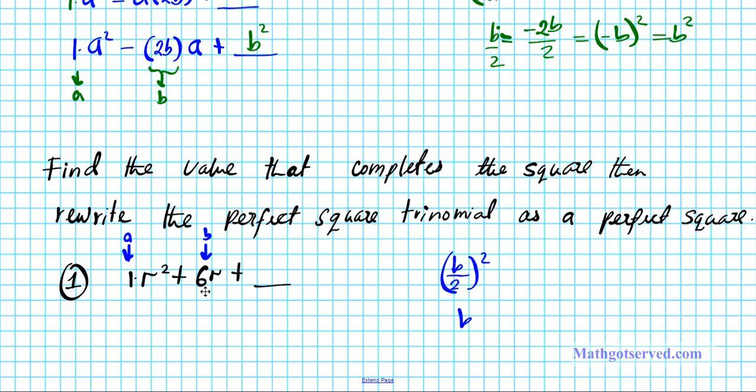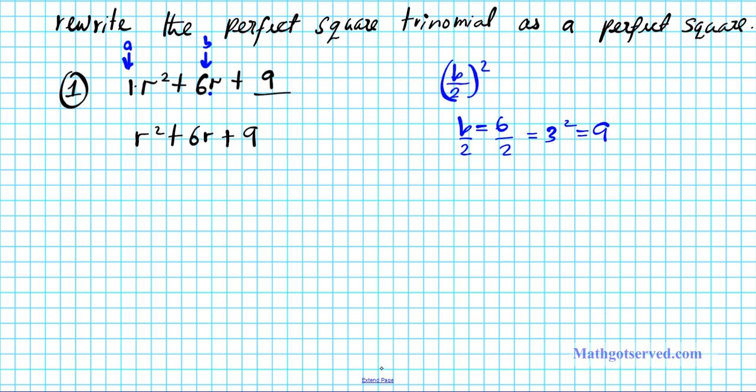Notice how the degrees are in descending order. You have to put it in descending order first before you determine a and b, just like when you're trying to do the quadratic formula. All right, so b is 6. What do we do with 6 to complete the square? We divide it by 2. 6 over 2, which is 3. And then when you square that, you get 9. So what do we have now? If I add 9 here, this incomplete square is now complete. So r squared plus 6r plus 9 is a complete square or a perfect square trinomial.